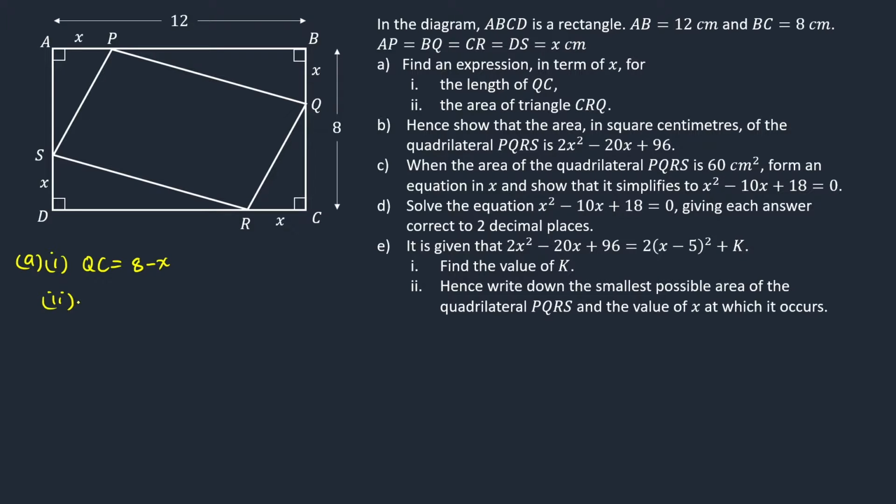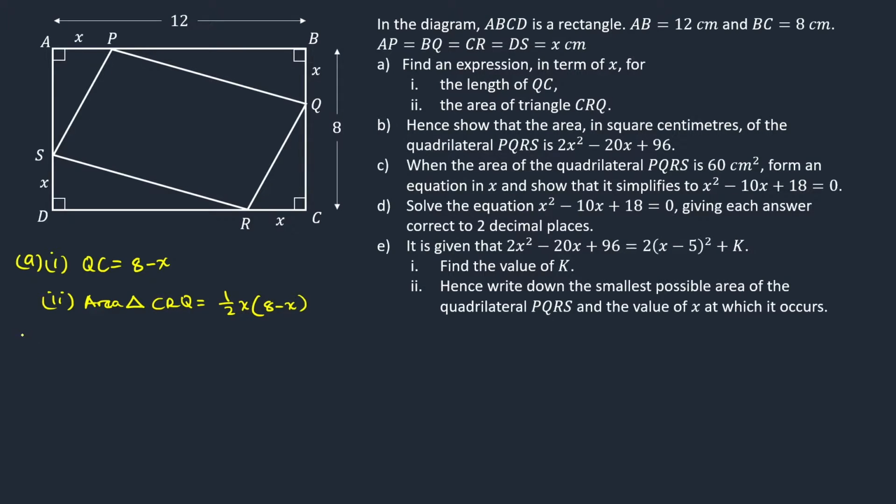Number 2, the area of triangle CQR. The area of a triangle is equal to half times base times height. So the area of triangle CRQ is equal to 1 over 2 times x times 8 minus x. That's the height of the triangle, or length of QC.